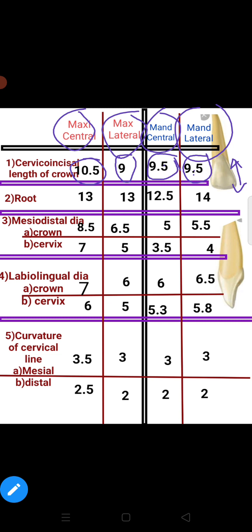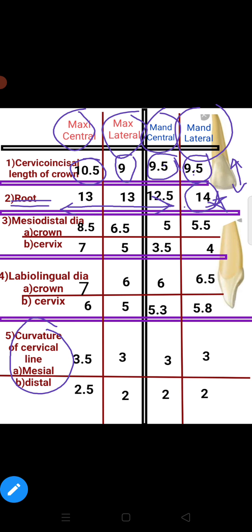The second feature that we talk about is the root. Now the root for maxillary central, maxillary lateral and mandibular central is somewhat 13. And for the mandibular lateral, it is something that has to be remembered. It has the largest root of 14. So even this can be remembered easily. The roots are all 13 for the first three, and for the mandibular lateral it's 14.